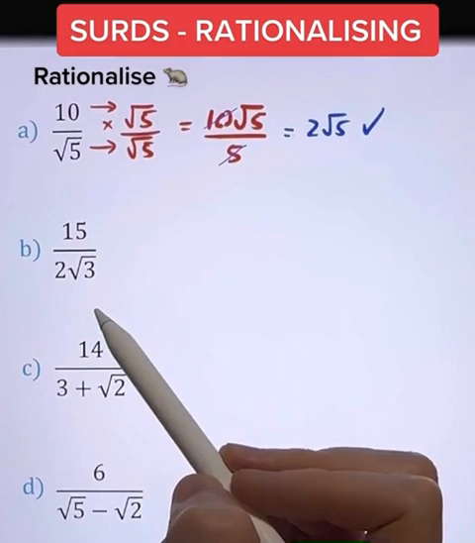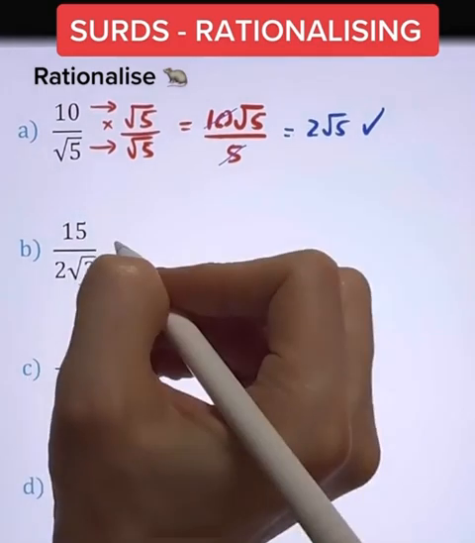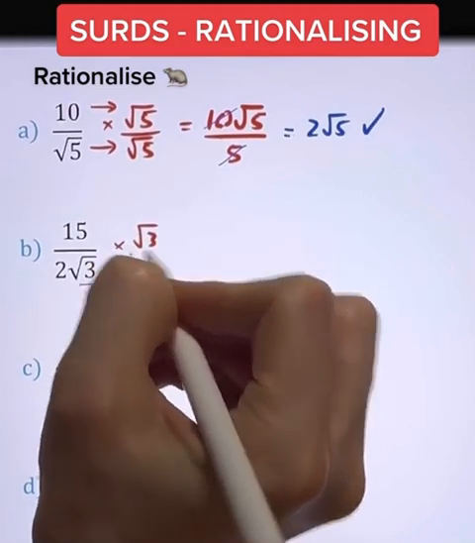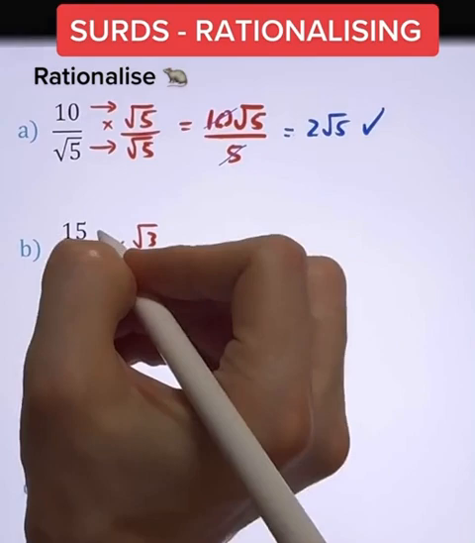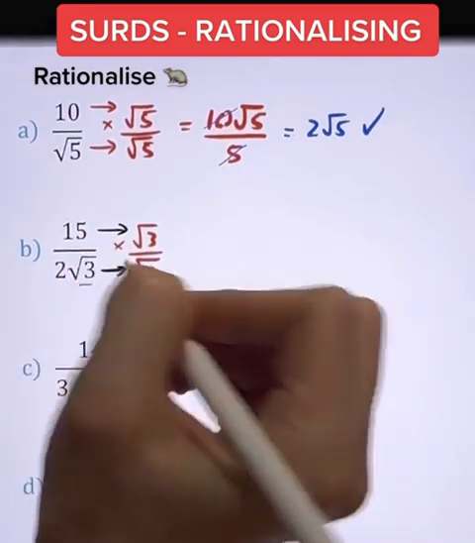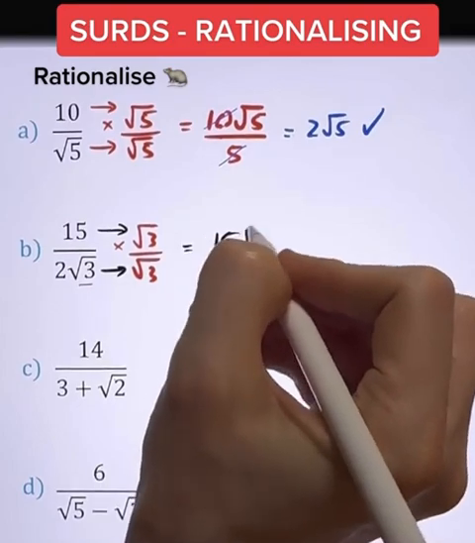For part B, again, as I only have one term on the bottom, to rationalise, I just multiply the top and the bottom of my fraction by the root. In this case, I'm going to multiply top and bottom by root 3. When timesing fractions, I just multiply the tops and the bottom separately. On the top, 15 multiplied by root 3 is going to be 15 lots of root 3.